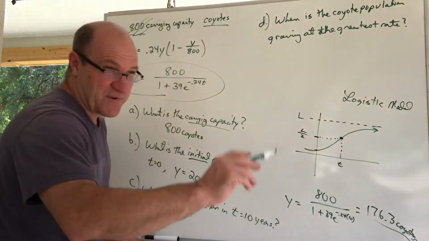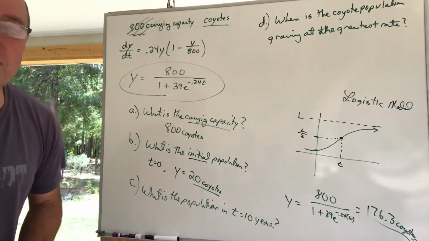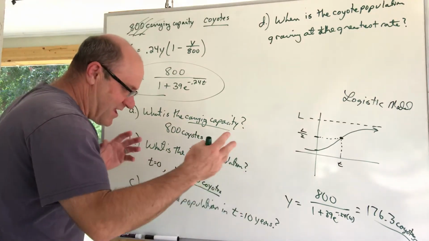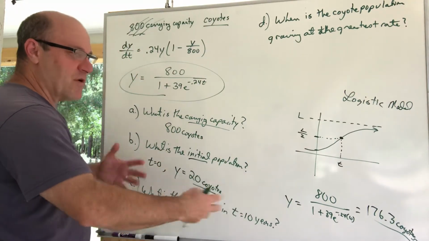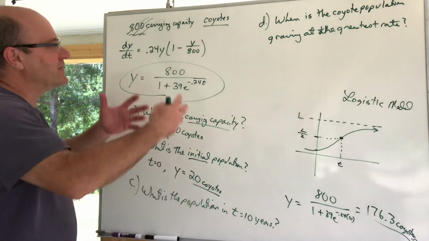There's a lot of farms around. Maybe some of them are getting shot. Who knows? This is the rate of growth of this population of coyotes in this forest.